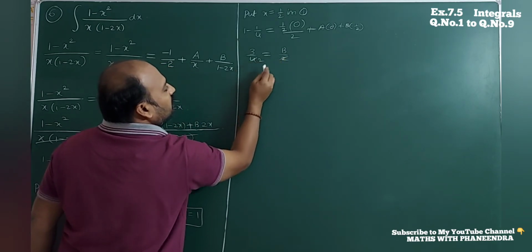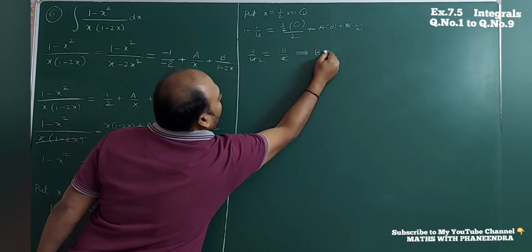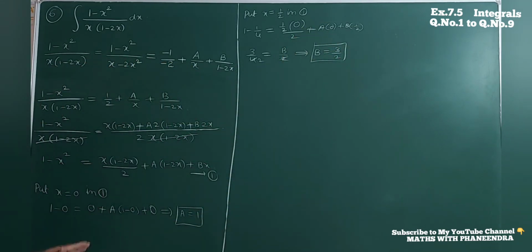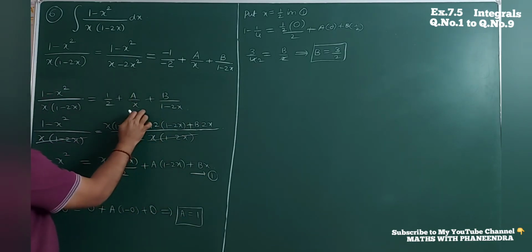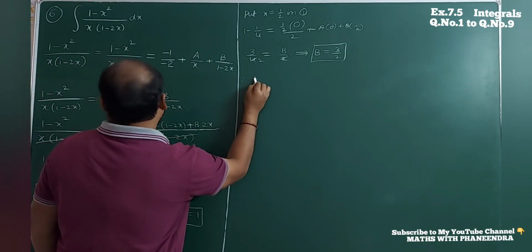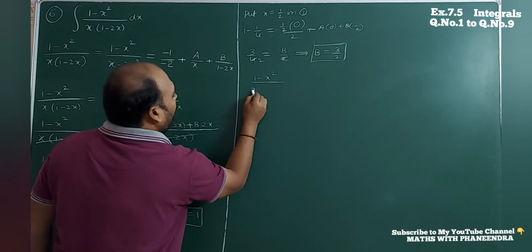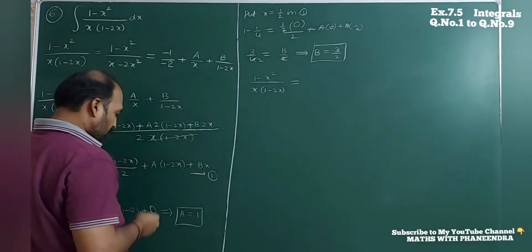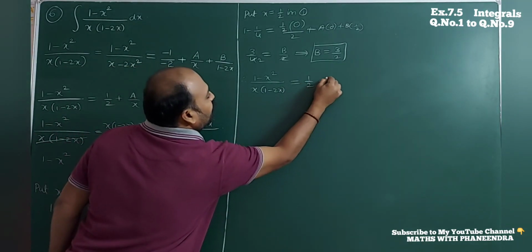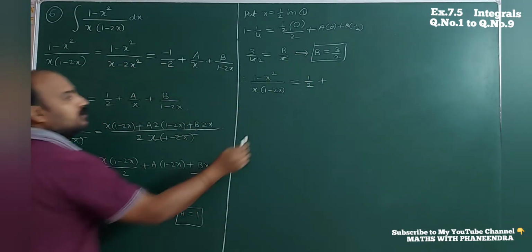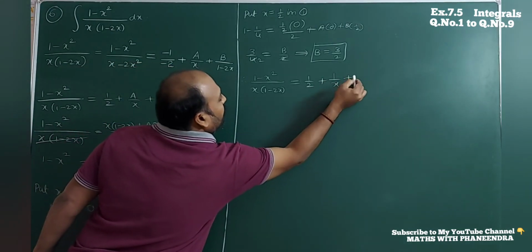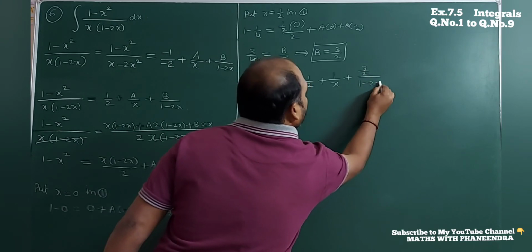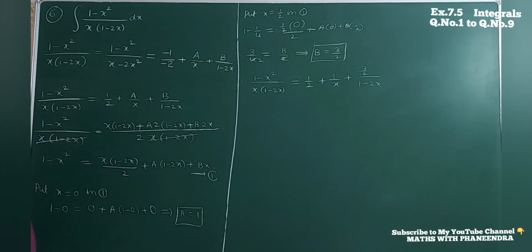So 2 ones are 2, twos are. That implies b is equal to 3 by 2. So a value we got it, b value we got it. Substitute in this. Therefore, 1 minus x square by x into 1 minus 2x is equal to 1 by 2 plus a value 1 by x, b value 3 by 2 by 1 minus 2x. Taking integration on both sides.